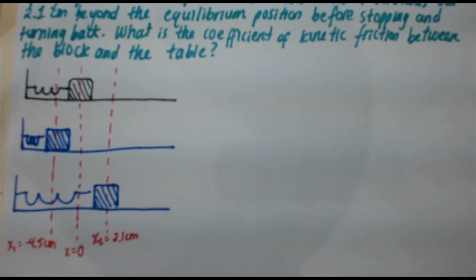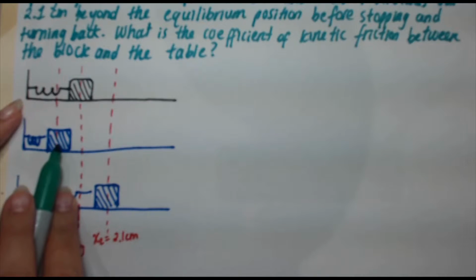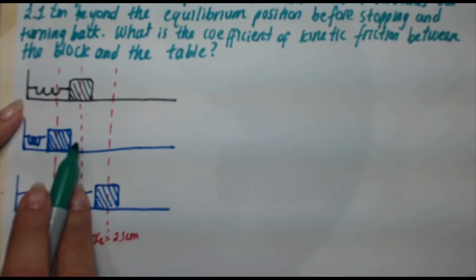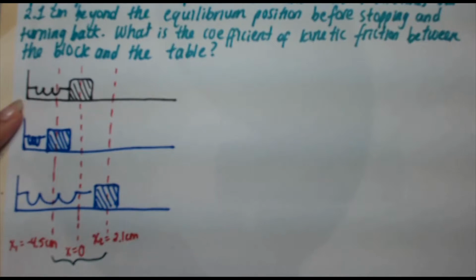So if you look at it, we're looking for the coefficient of kinetic friction. Obviously, there is friction on the block, because you're compressing it 4.5 but it's only extending out 2.1, right? So there has to be something opposing it, slowing it down. However, when you let it go at this point, it's moving forward past the equilibrium to this end point. So the total distance over which friction is acting, which we're considering, is this total distance.